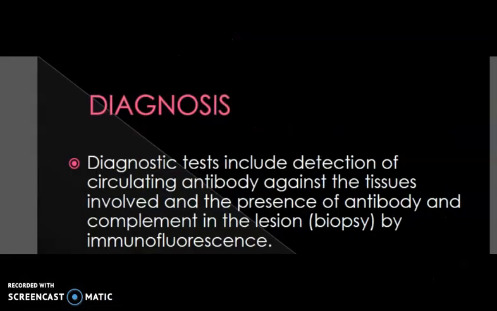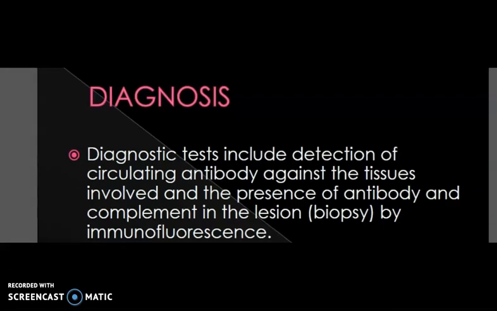Now let's see the diagnosis of type 2 hypersensitivity. The tests include detection of circulating antibody against the tissues involved and the presence of antibody and complement in the lesion by immunofluorescence. And the treatment involves anti-inflammatory and immunosuppressive agents.